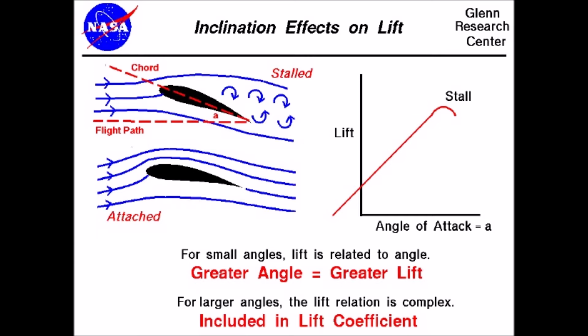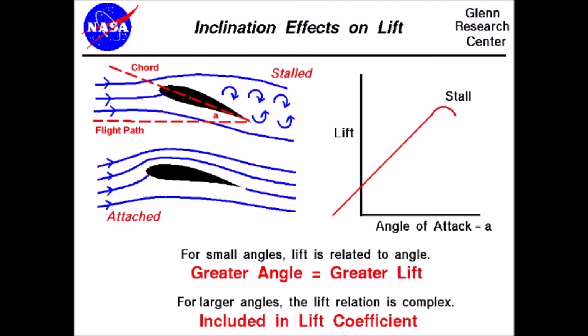As you see in this diagram from NASA, the wing in the bottom picture is flying fine. It's producing lift. The wing at the top, though, has an increased angle of attack, and the angle of attack is the angle between the chord, which is an imaginary line between the front and the trailing edge of the wing, and the actual flight path. You see how it creates an angle there?